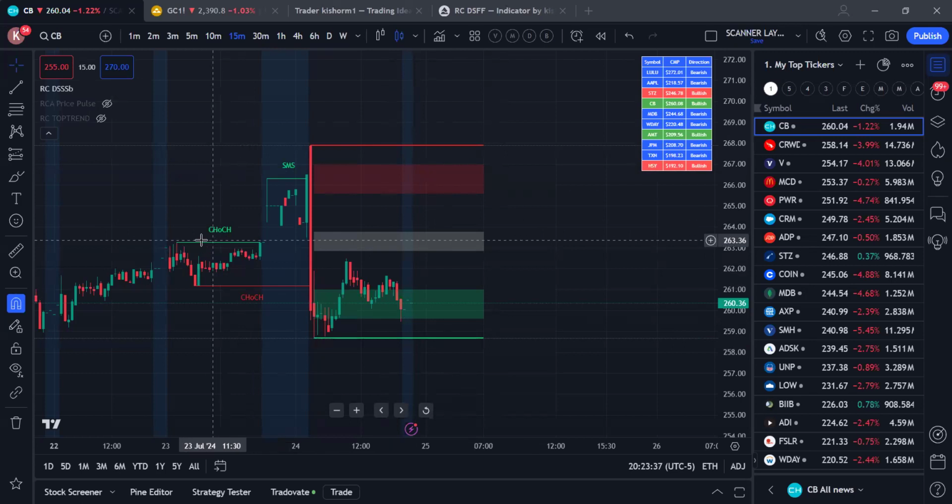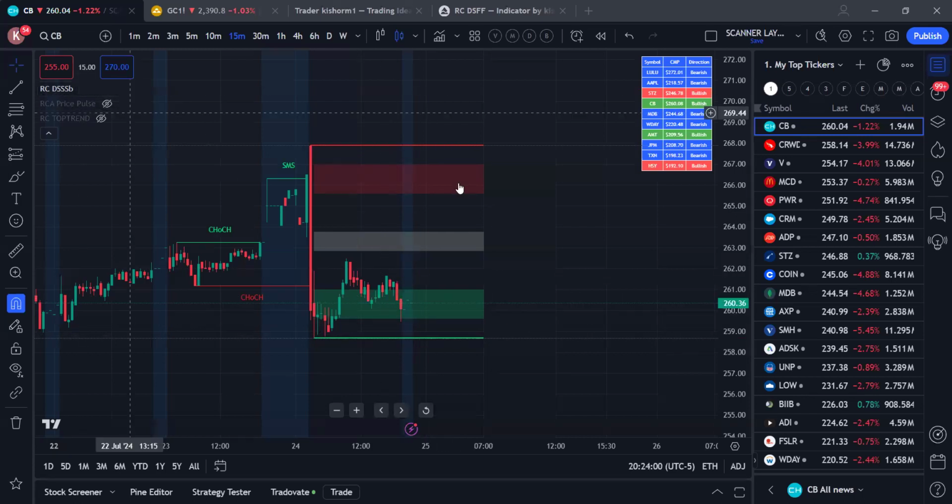So again, if you see here, there is a green, there is a green, right? Change of character from bearish to bullish, smart money shift. That means big companies have started investing. And then there is a pullback, maybe because of earnings or whatever it is. But overall, it is telling us it is at a discounted area.